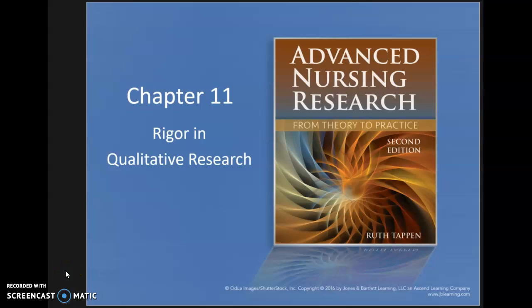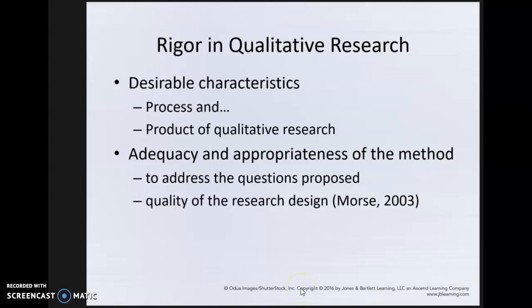Here we are in chapter number 11, and we're looking at rigor in qualitative research. Very often when we think about quantitative research, it's very defined, and really examining the rigor of qualitative research takes a very critical eye to examine how the analysis occurred in the qualitative data. So when we're looking at rigor, we're looking at particular desirable characteristics as far as the process for analyzing the data and the product of the qualitative research.